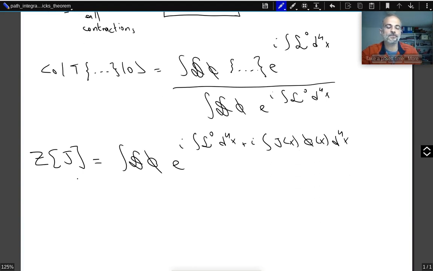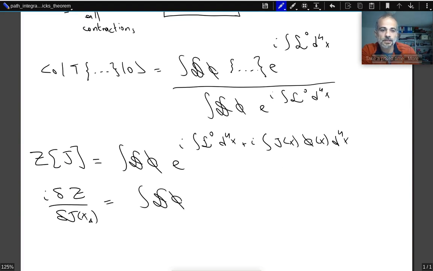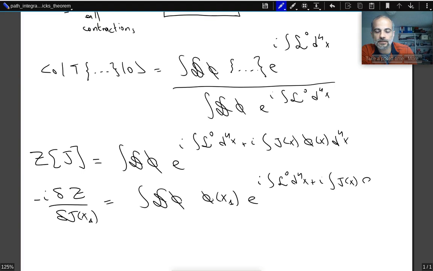Now the reason why we define it is, let's just take some functional derivatives of this with respect to j. Let me take the functional derivative of this Z with respect to j of x1. This will be the measure. The j appears only in the exponent, and when I take the functional derivative of this integral, it will just bring down phi of x1. Well, this is minus i. So it will be phi of x1 e to power i integral L0 d4x plus i integral j of x phi of x.